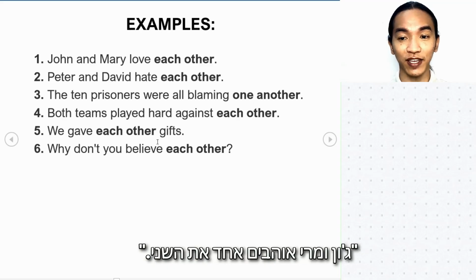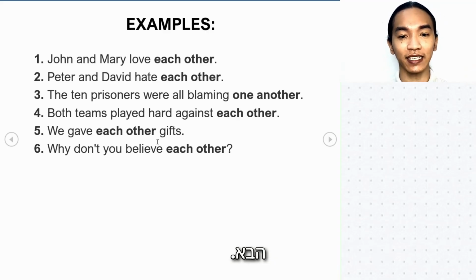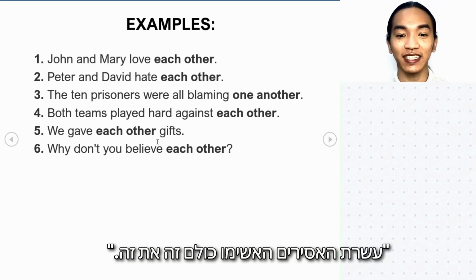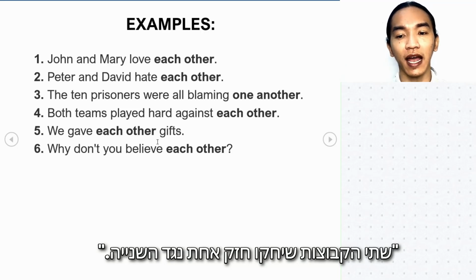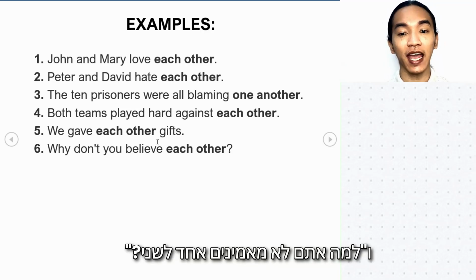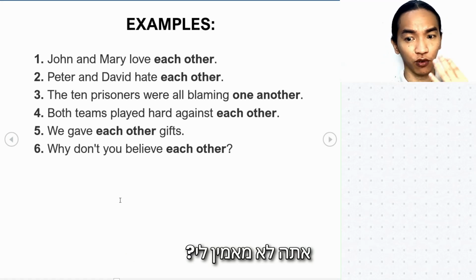John and Mary love each other. So it means John loves Mary and Mary loves John. Okay? Next, Peter and David hate each other. The 10 prisoners were all blaming one another, most of them. Both teams played hard against each other, too. We gave each other gifts. Okay? And why don't you believe each other? I don't believe you, you don't believe me.